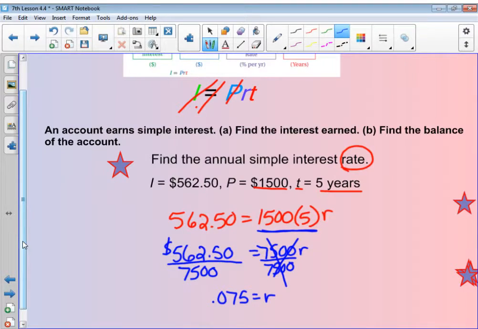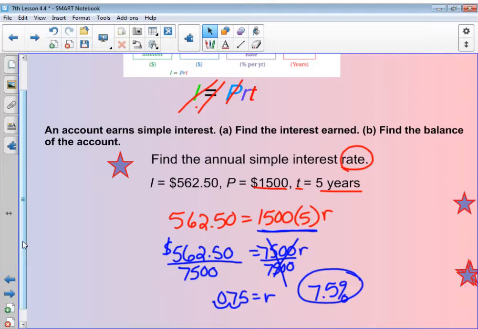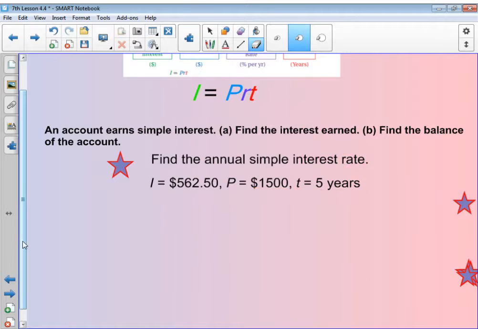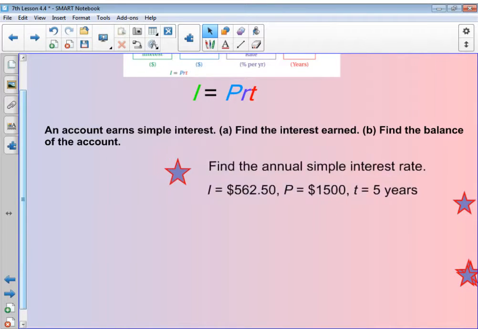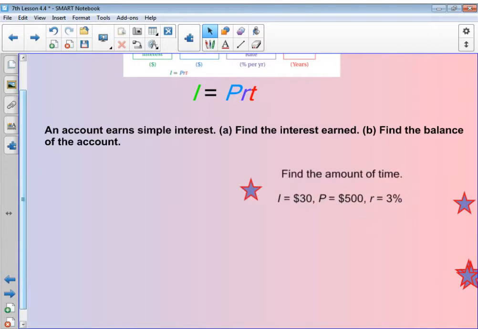Remember, it's percentage rate. So to 2 places, our final answer would be 7.5%. Anytime it asks for the rate, we have to change it to its percent form. Okay, so that's working with just solving for another spot out of that equation. So they're having us work algebra. Plug in the stuff that we know and solve for that unknown. So let's try another one.